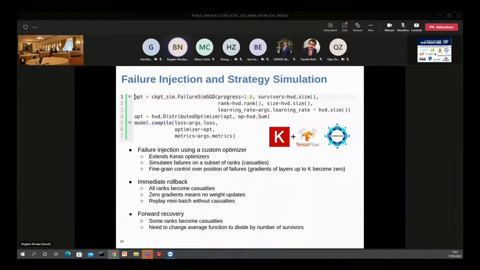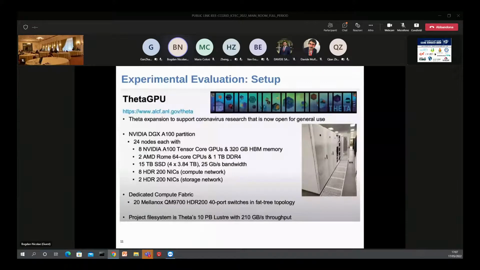Using this implementation, we ran a series of experiments. Our experimental platform at Argonne is Theta GPU. It has 24 nodes that are quite bulky, with 8 NVIDIA GPUs and a total of 320 gigabytes of high bandwidth memory. We have 1 terabyte of DDR4 memory on each node, and a low latency, high throughput interconnect.